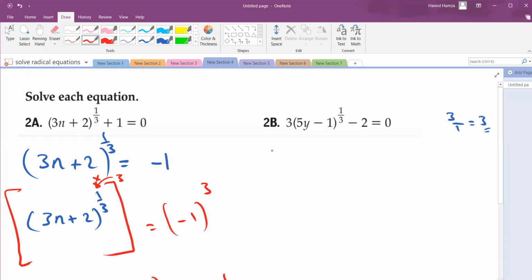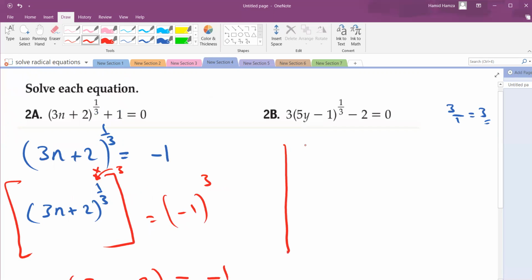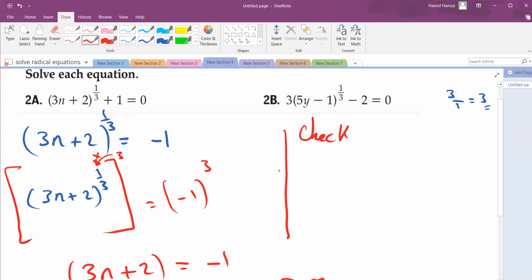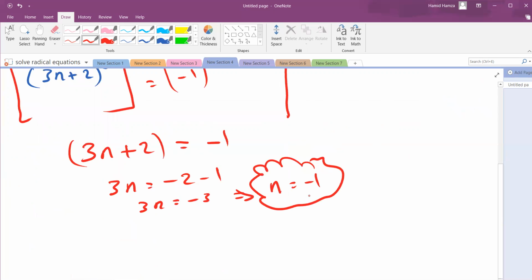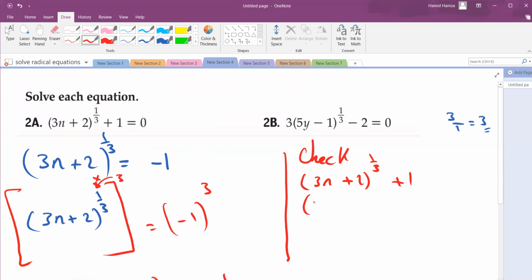We should check the solution by putting n equals negative 1. The left-hand side is 3n plus 2 to the power 1 over 3, plus 1. We'll substitute n equals negative 1. So it will be 3 multiplied by negative 1 plus 2, to the power 1 over 3, plus 1. 3 multiplied by negative 1 is negative 3. Negative 3 plus 2 is negative 1.